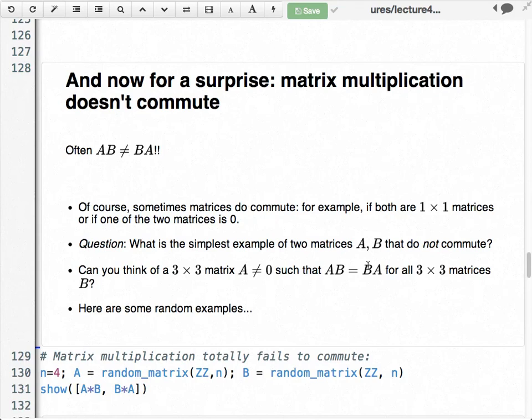So I'll just emphasize that the commutativity fails miserably. A times B very, very much fails to equal B times A. It is extremely hard to ever have A times B equal to B times A. Very rare.